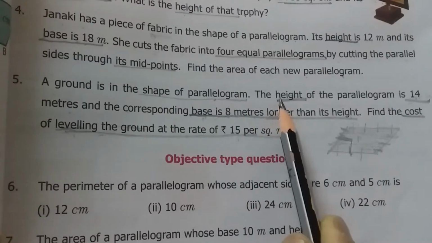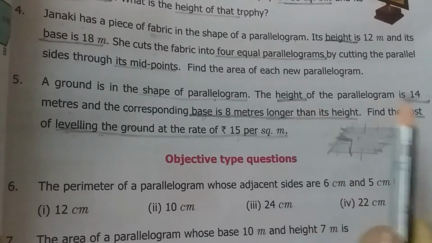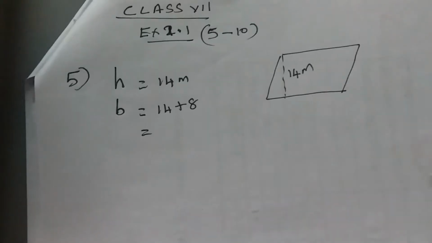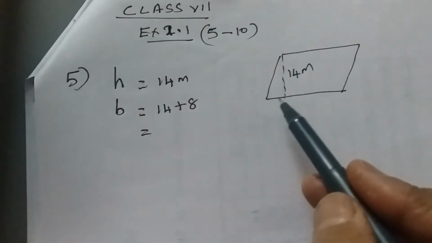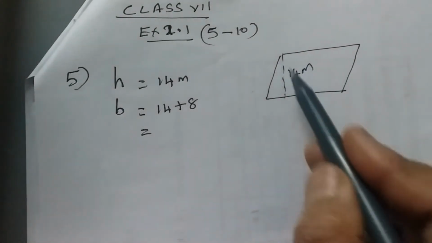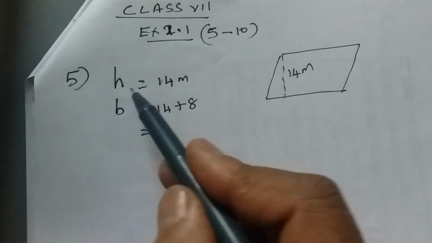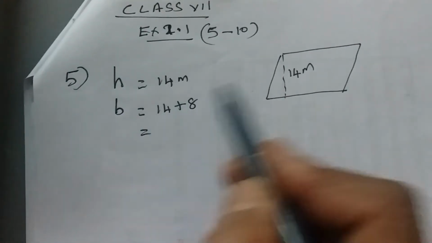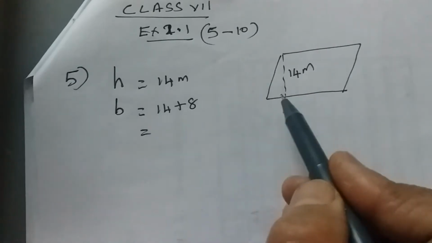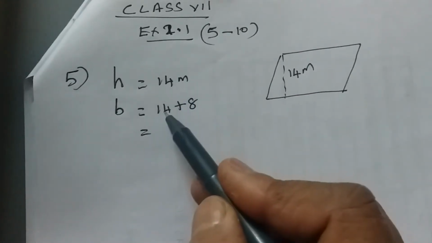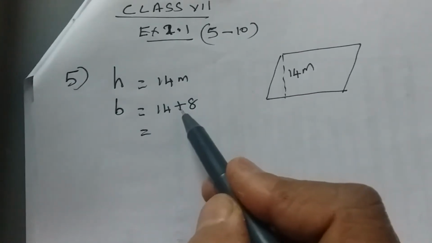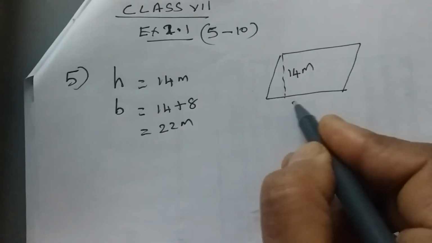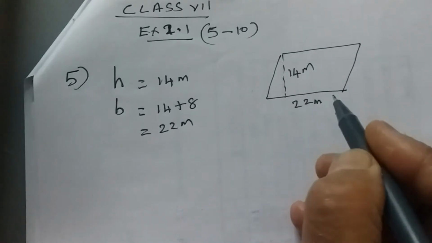What is given? It is in the shape of a parallelogram. We are given the height and the base. Let us write that first. A ground is in the shape of a parallelogram whose height is 14 meters, h for height, and the base is 8 meters longer than the height. That means longer than means plus 8. 14 plus 8. What is 14 plus 8? 22 meters. So the base is 22 meters.